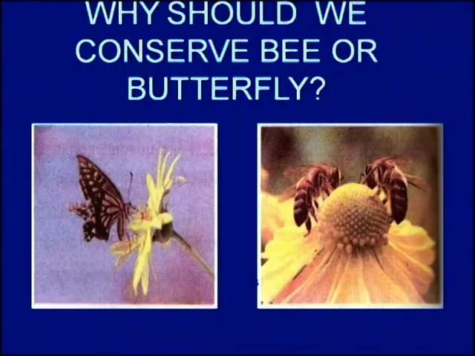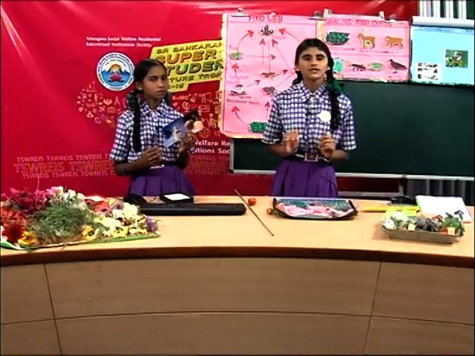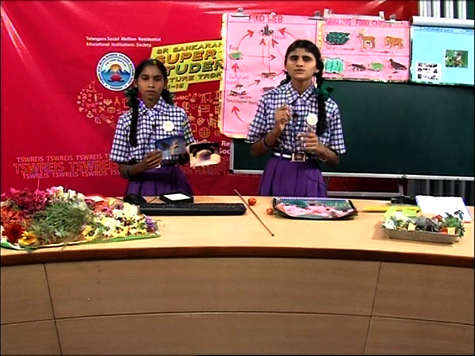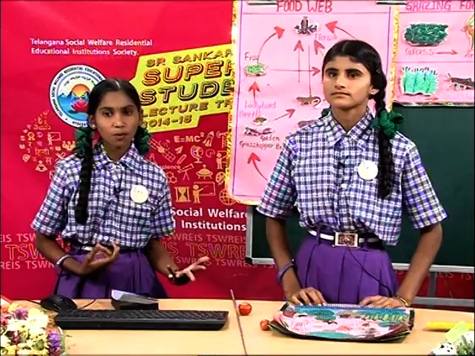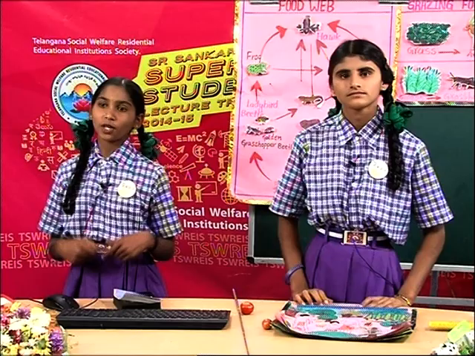Okay, Girija, should we conserve small insects like bees and butterflies? They are very small creatures. What is the use of them? Yes, Praveena, we should conserve small bees and butterflies also because they are useful in pollination, which in turn gives seeds and new plants. Oh, okay. Then what are our responsibilities? How does the government help to protect biodiversity?